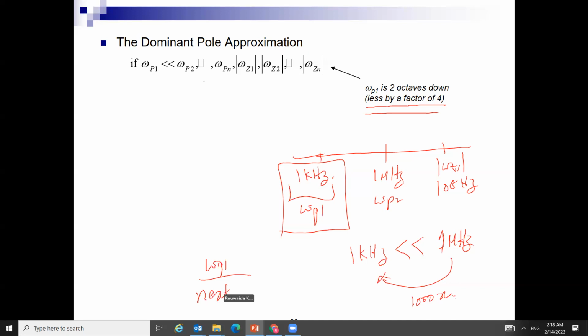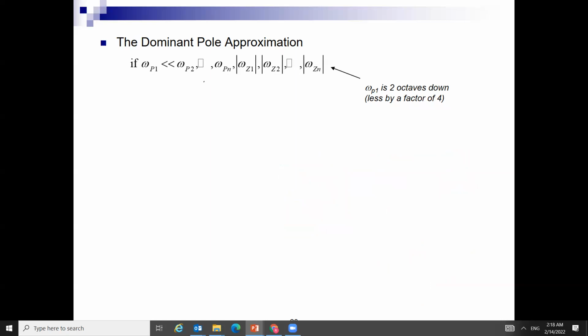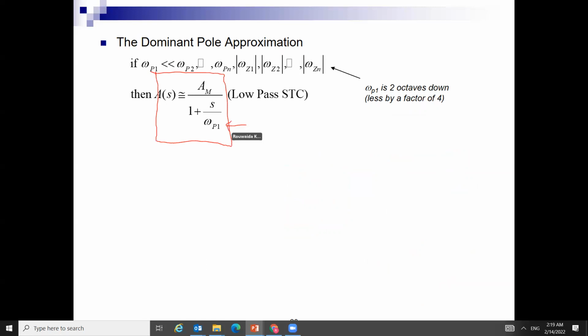So if omega P1 is less by a factor of 4 than the next smallest, or more, then we are clear and we can declare this as the dominant pole. Then we can say that A of S is approximately equal to AM over 1 plus S over omega P1. We represent it by a simple low-pass filter, where omega P1 represents my 3 dB frequency, approximately. Okay, هيدي هي dominant pole approximation.